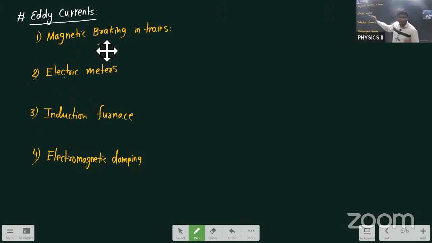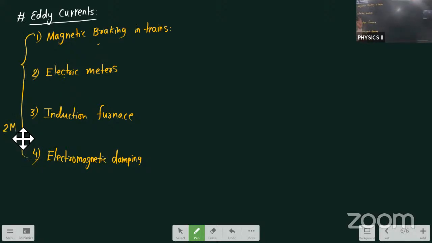Even if you don't write all the theory, if you write these 4 points: magnetic braking in trains, electric meters, induction furnace, and electromagnetic damping, you will get 2 marks. Even if you don't write the definition or explain, at least by writing these 4 points you get 2 marks. But if you explain, you will get another 2 marks.